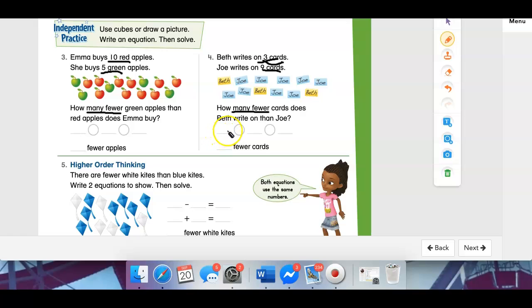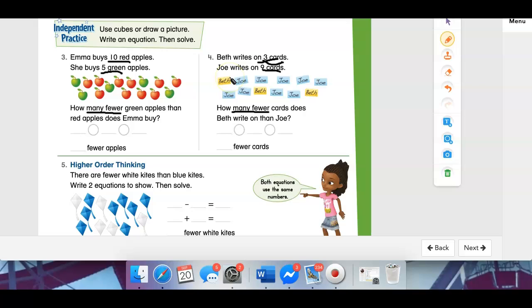In my first blank, I would need to write the total number of cards that Joe writes on. How many cards did Joe write on? I would then write my subtraction symbol, my minus. How many cards did Beth write on? Equals, then that would be your answer. Like how we compared our apples, you can also compare our sticky notes using our numbers, or you can use the pictures. I'll show you how to use the pictures.